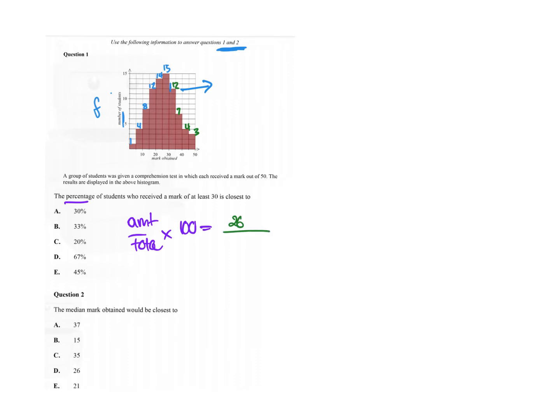Now we had to get the total. How many was there in total? Let's work. All right. So be careful. It was a score out of 50. It didn't tell you that there were 50 kids. You had to count them all up.